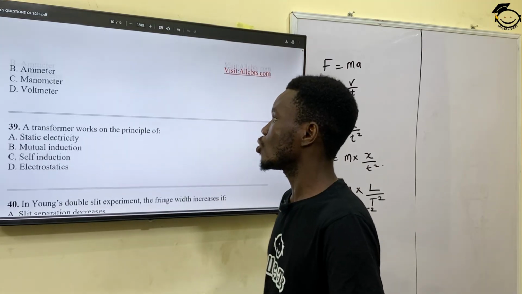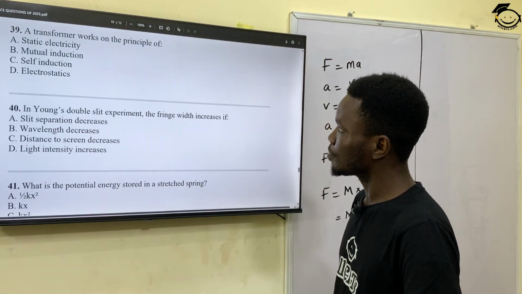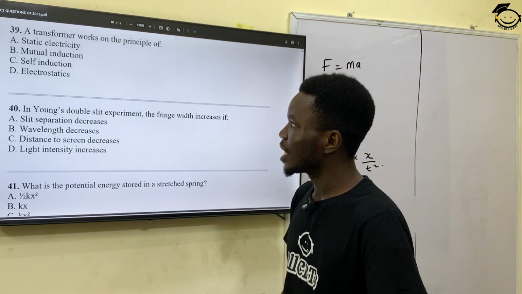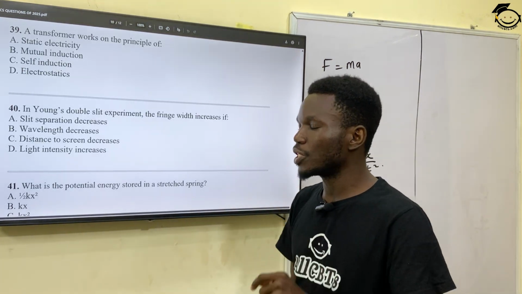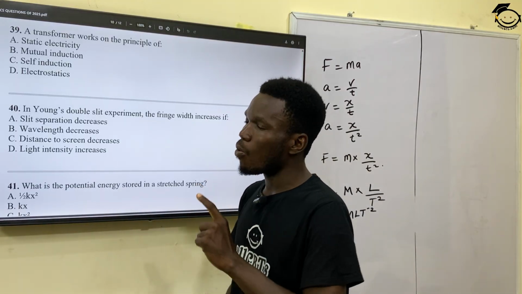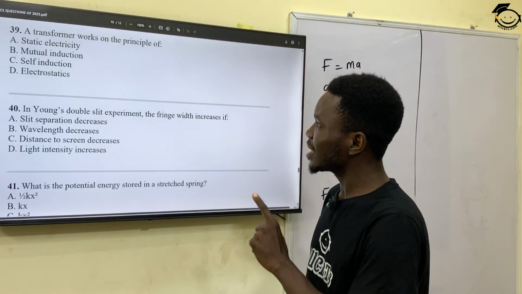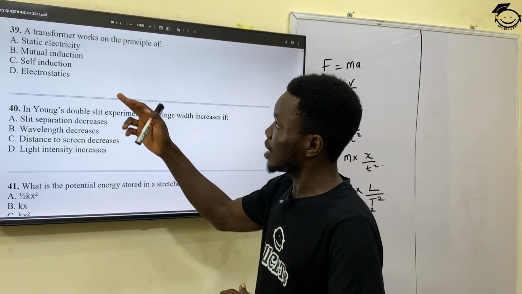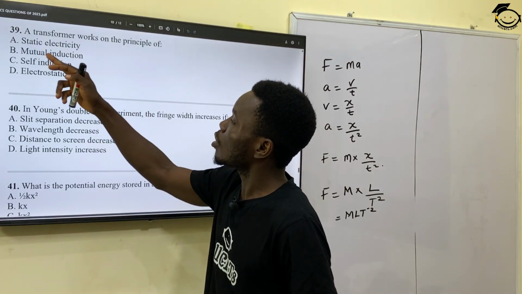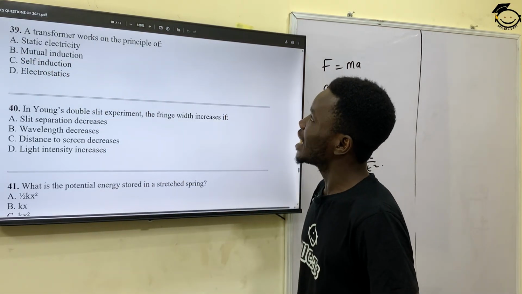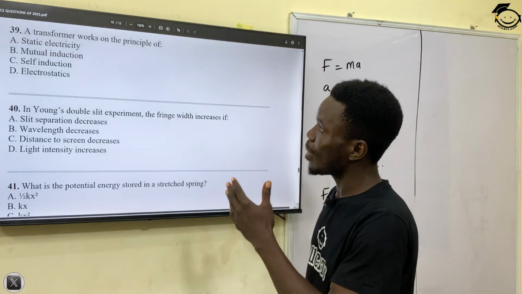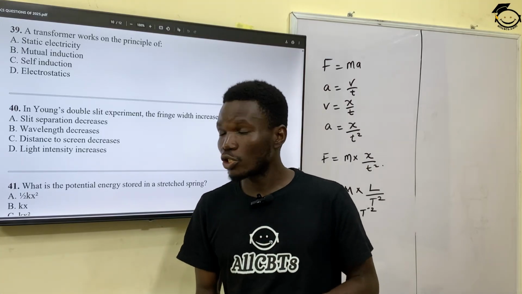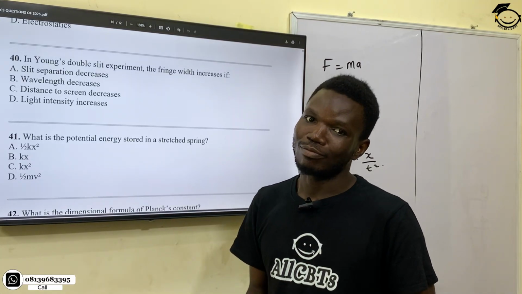Question number 39 says, a transformer works on the principle of dash. A transformer works on the principle of electromagnetic induction, which is otherwise also known as mutual induction. So the correct answer to this question is option B, which is mutual induction. So your transformer works with mutual induction, which is option B.